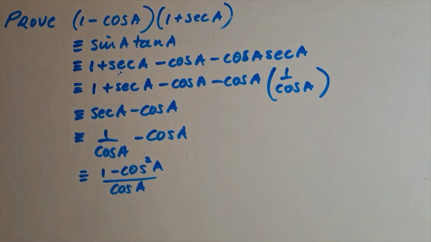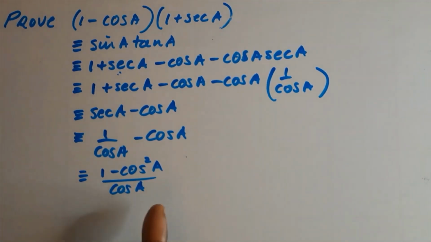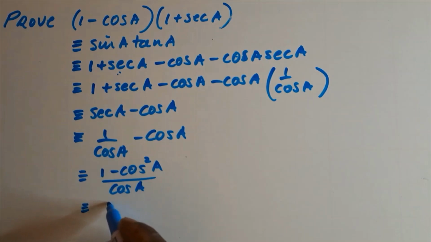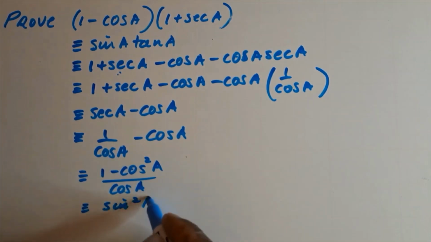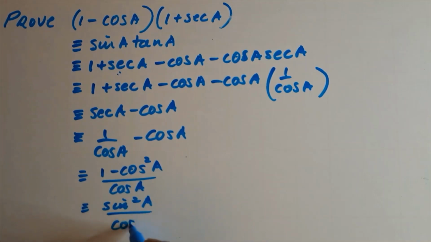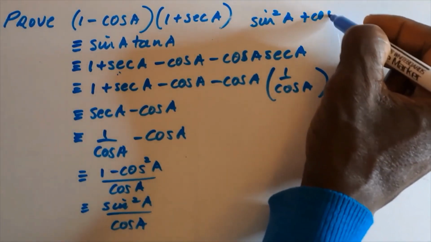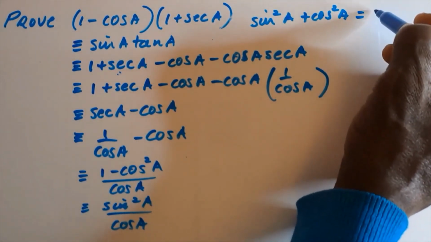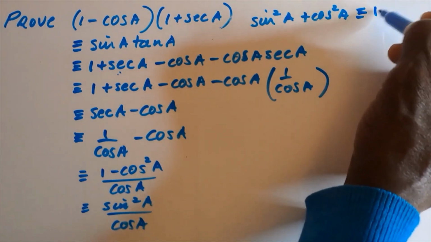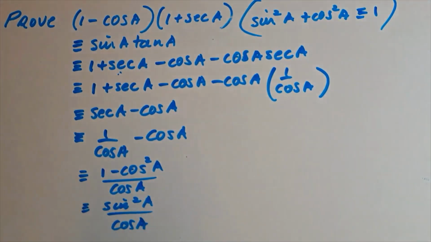Now we know that sine squared A add cosine squared A is equal to 1. That's an identity that we'll use here. So we can write this now as sine squared A over cosine A. Remember we used sine squared A add cosine squared A is equivalent to 1. That's the identity that we used here.